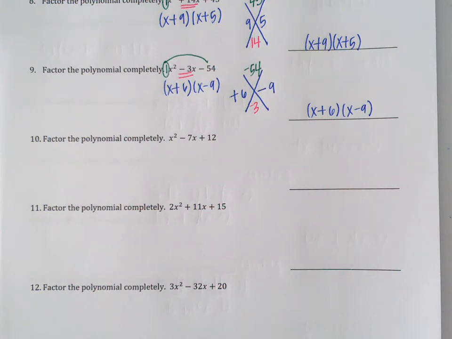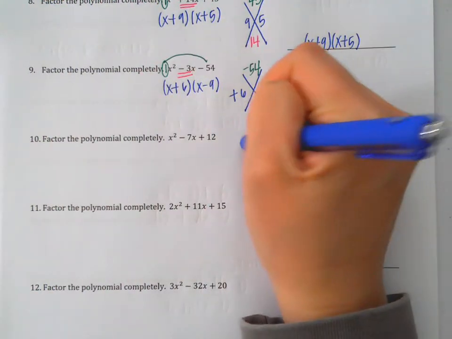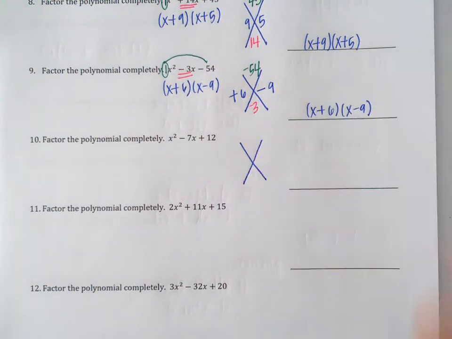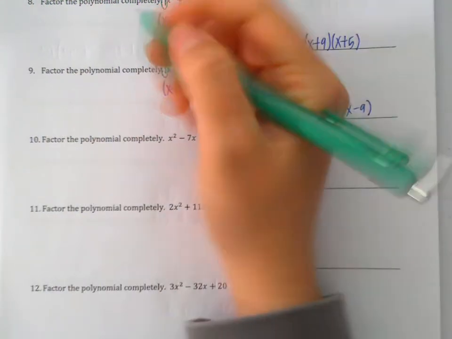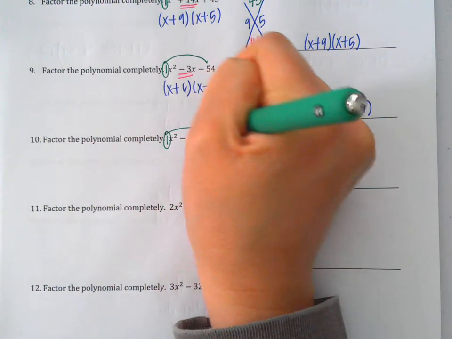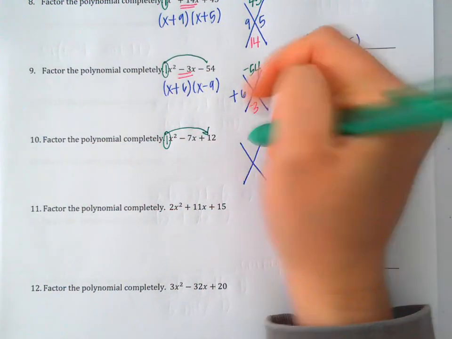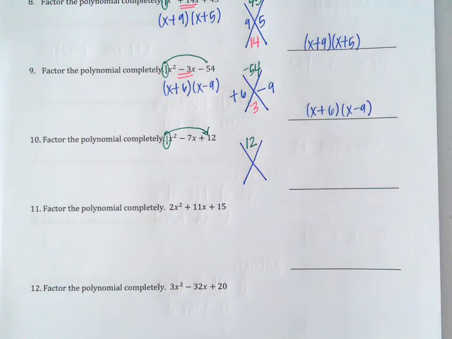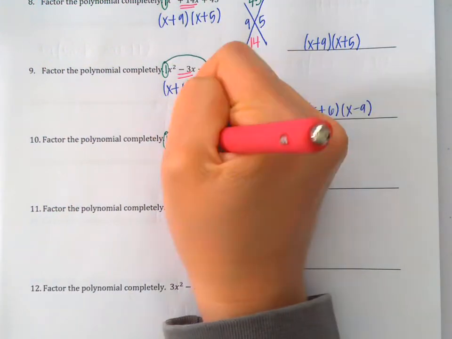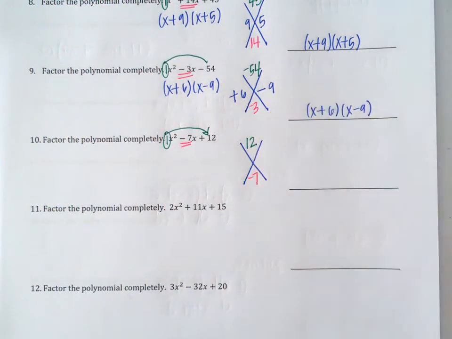Well, okay, so we have 3 terms, no GCF. We know we're going to start with our x. On top, remember, is always going to be A times C. A times C, 1 times 12 is just 12. And then my B term is negative 7.